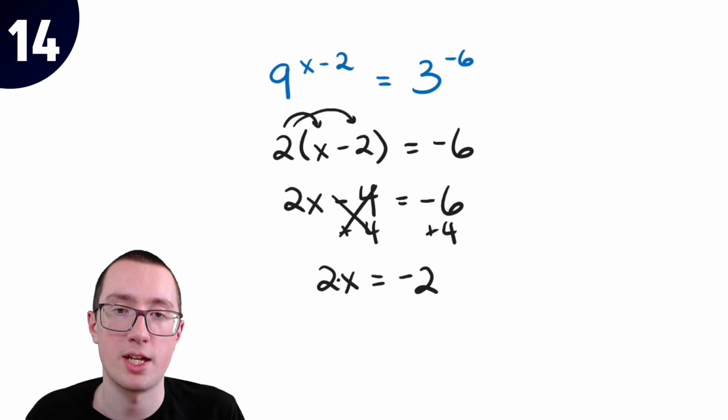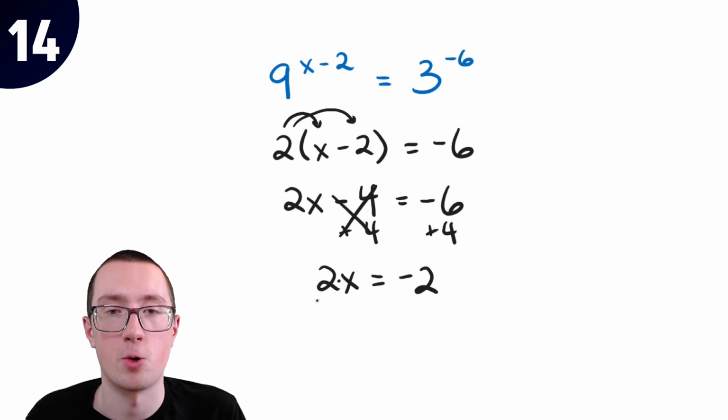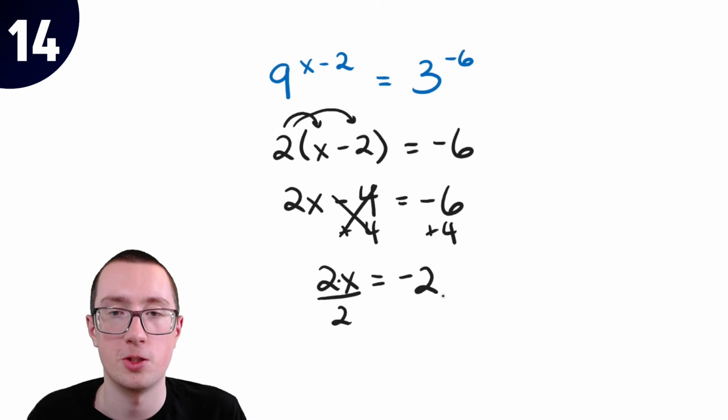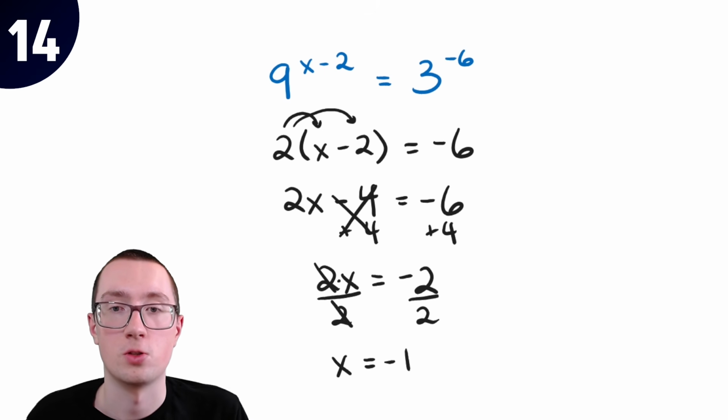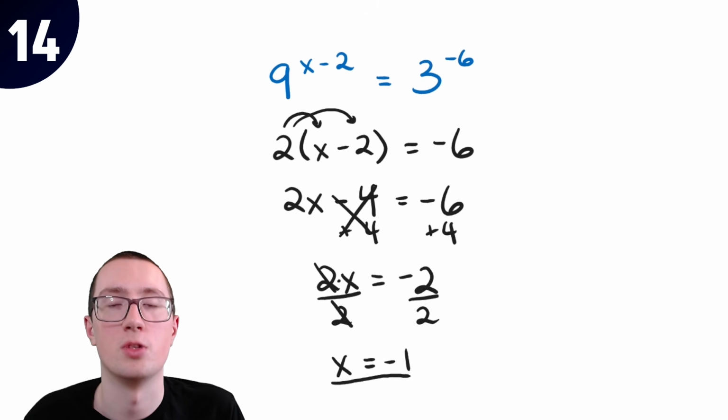Then we just have multiplication, 2 times x. So I'm going to divide both sides by 2. The 2's cancel out. On the left side, we just have x. And on the right side, we have 2 divided by 2, which is 1, and the minus sign stays. So now that we've solved for x, our final answer is that x is equal to negative 1.